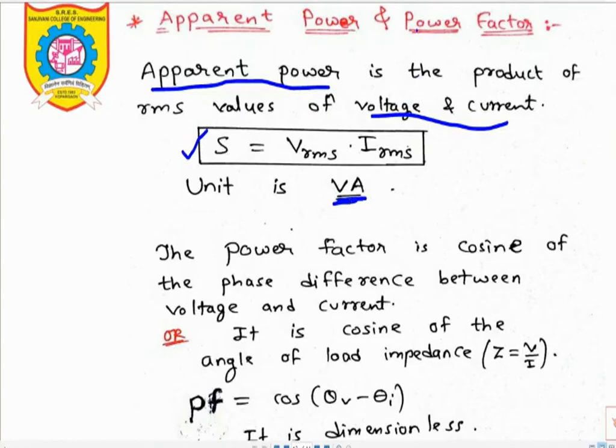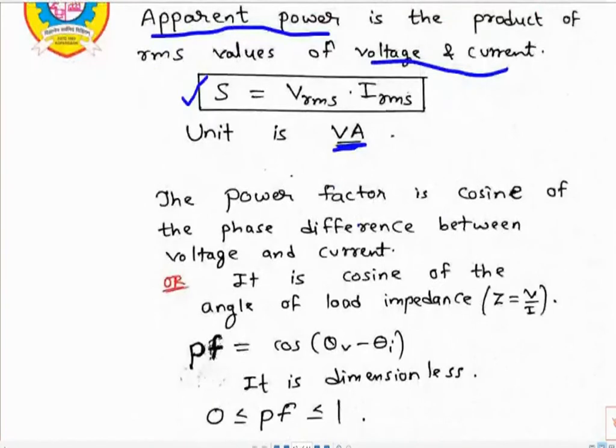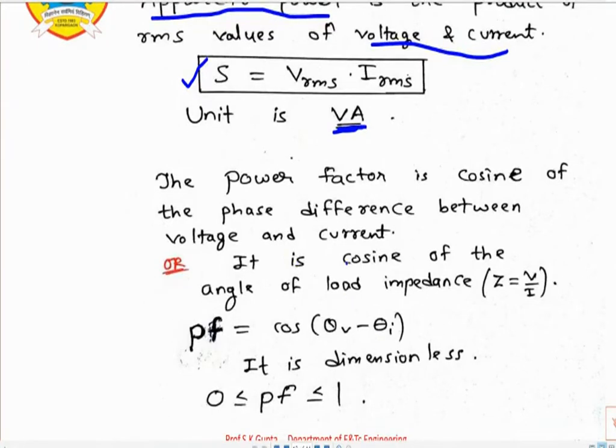Then next is power factor. So power factor is defined as the cosine of the phase difference between voltage and current. That means cos of theta V minus theta I is called the power factor. In other words, it is the cosine of the angle of load impedance. Suppose my Z is 10 angle 30 degree. Then cosine of 30 degree is nothing but power factor.